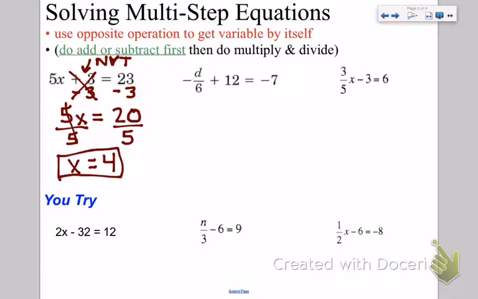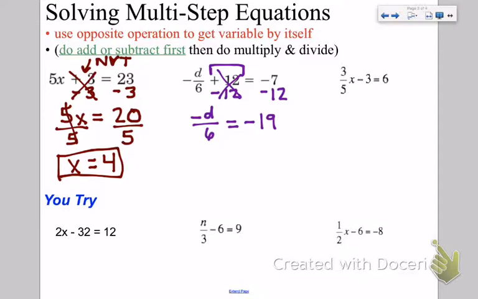Now the second one looks a little different, but that's okay. We still start the same. The non-variable term needs to be taken care of first, which is that positive 12. It's not attached to the d, so we need to get rid of that first. Opposite operation will be subtraction. Once we do that, we're left with negative d over 6. The 12's cancel. 12 minus 12 is 0. And negative 7 minus 12 is negative 19.